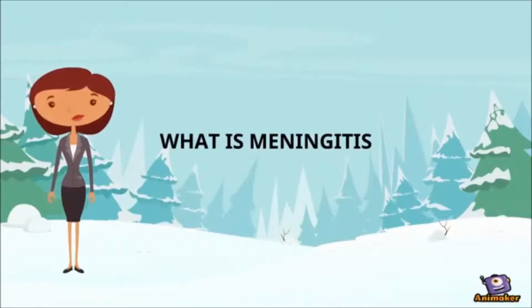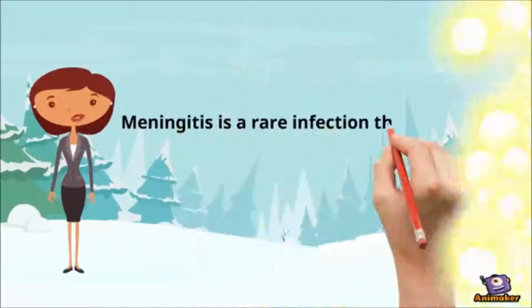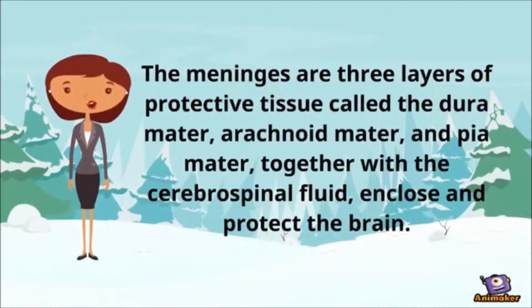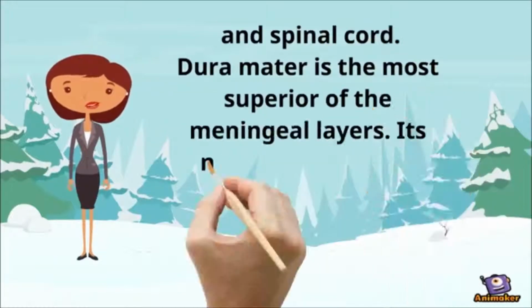What is meningitis? Meningitis is a rare infection that affects the delicate membrane called meninges. So, what are the meninges? The meninges are three layers of protective tissue called the dura mater, arachnoid mater, and pia mater, which, together with the cerebrospinal fluid, enclose and protect the brain and spinal cord.